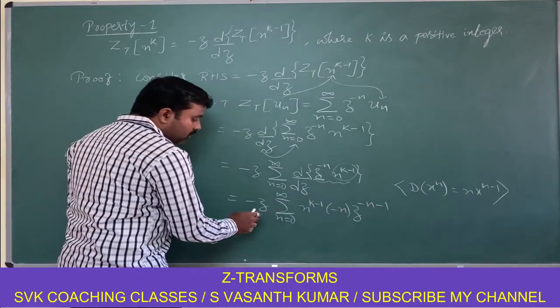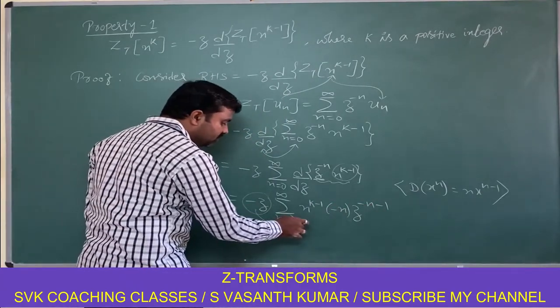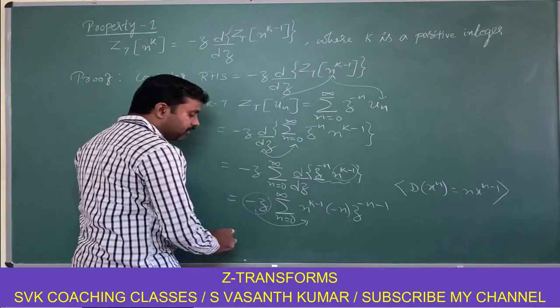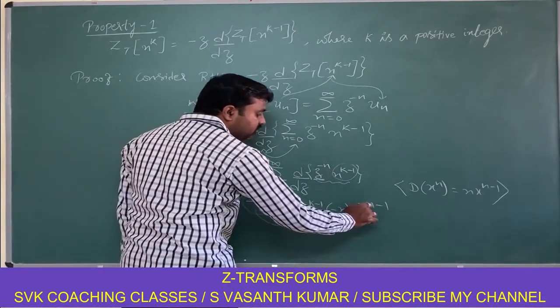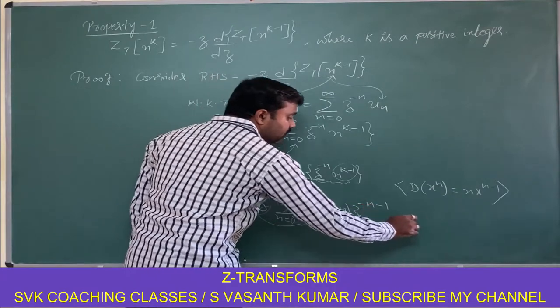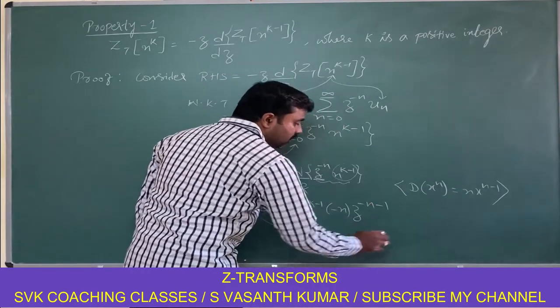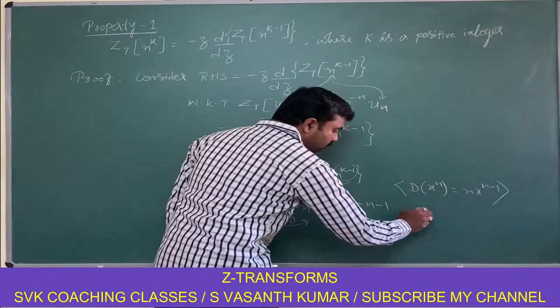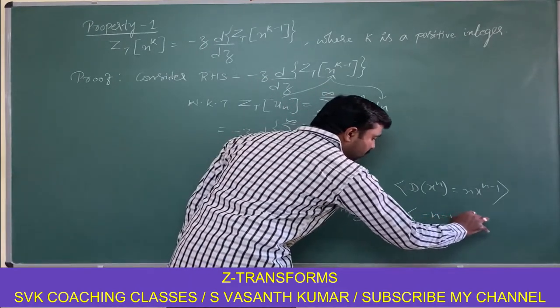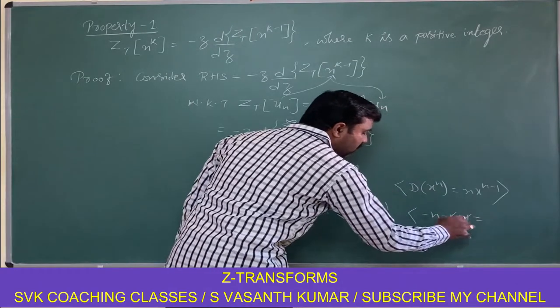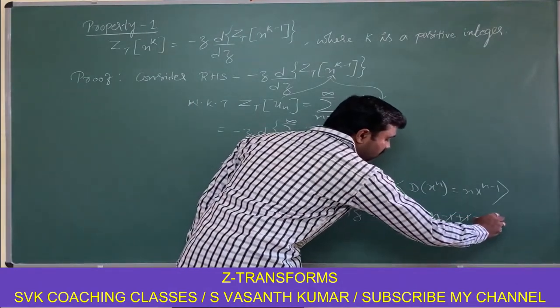Now take minus z inside. Minus into minus is plus. So z power 1. Here we have z power minus n minus 1, which becomes what? The bases are the same, so add the powers. By the law of indices we can write minus n minus 1 plus 1, which is nothing but the 1 and minus 1 get cancelled.